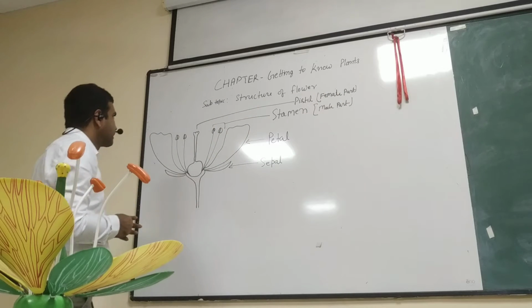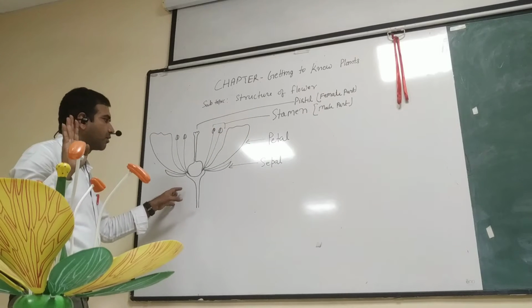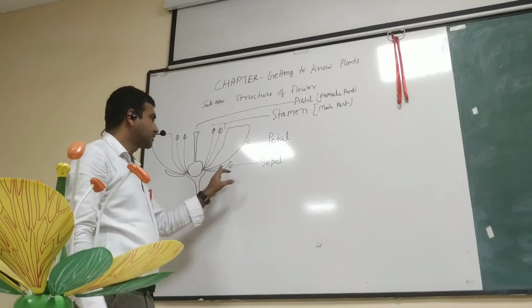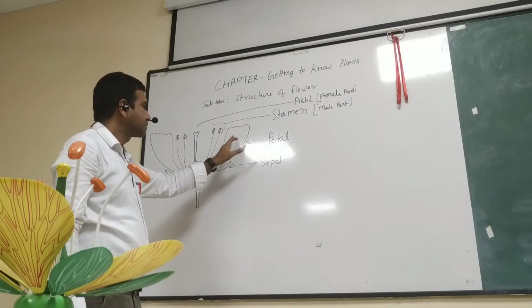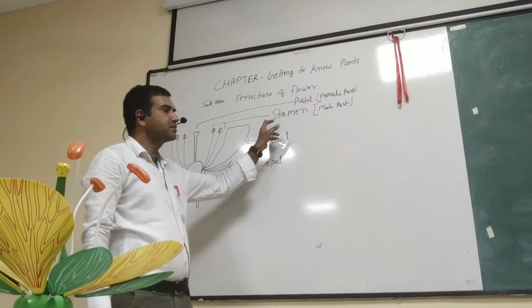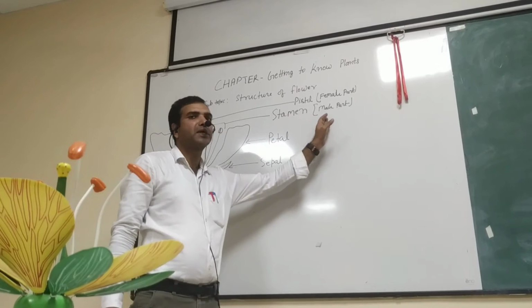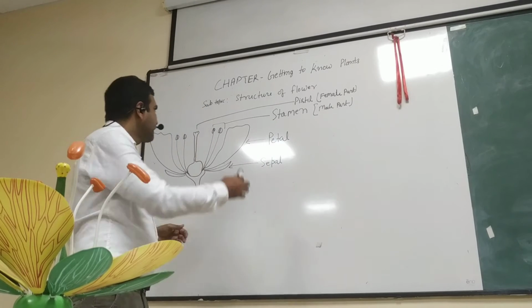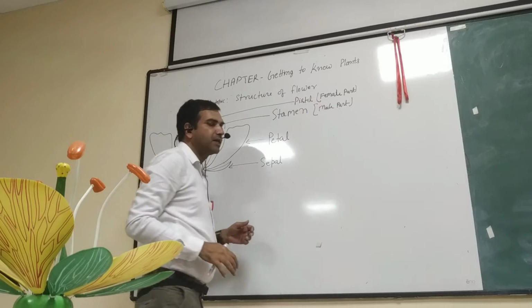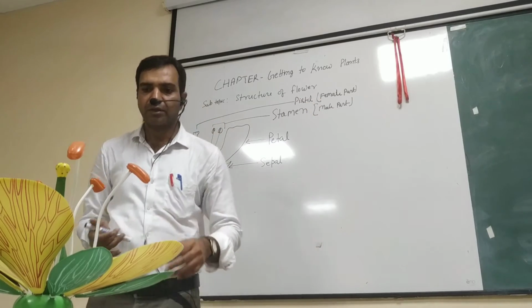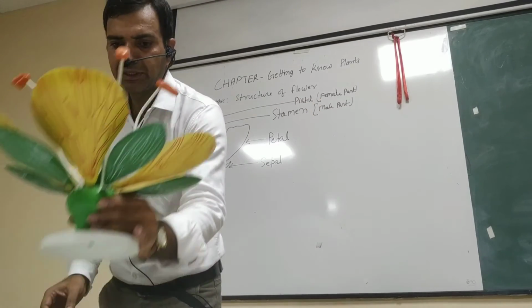So generally a typical flower has 4 parts. Outermost, that is sepal. Next to it is the colored part, that is petal. Next is the thread-like structure, which is known as a stamen, that is also called the male part of the flower. And at the center of the flower you will get the pistil, which is called the female part of the flower. Let us see here also once again.